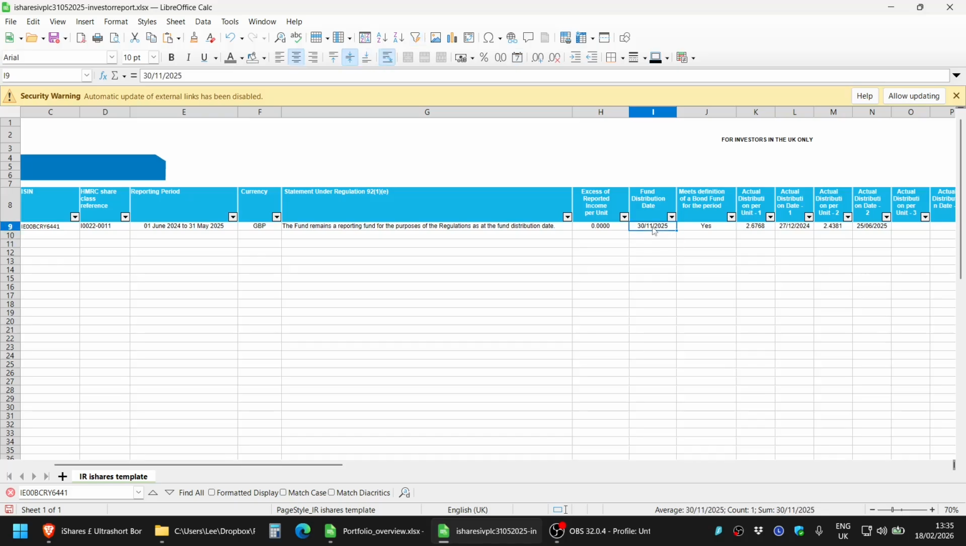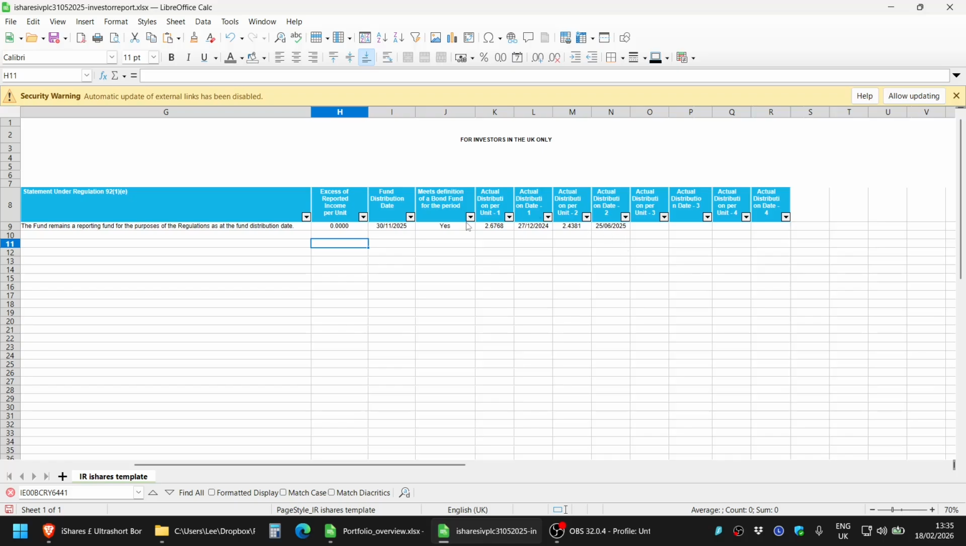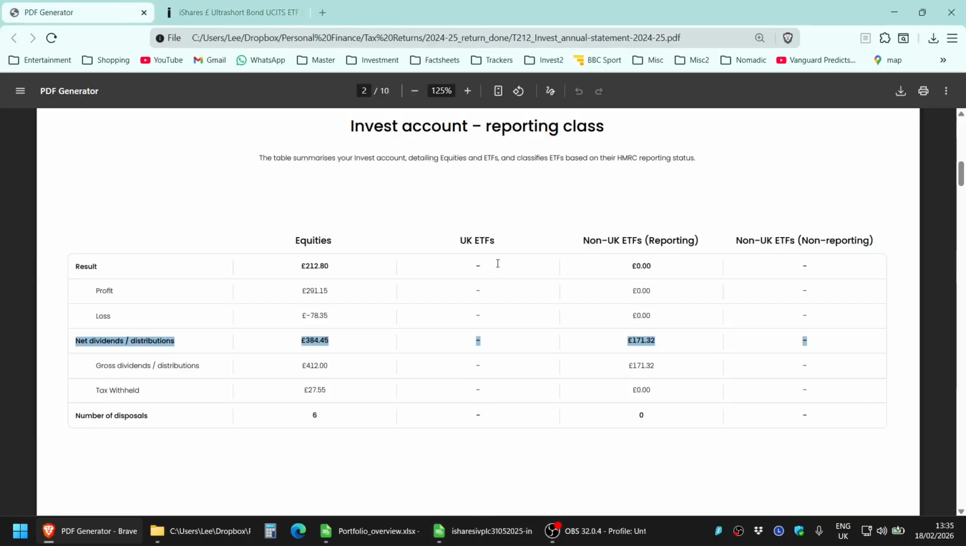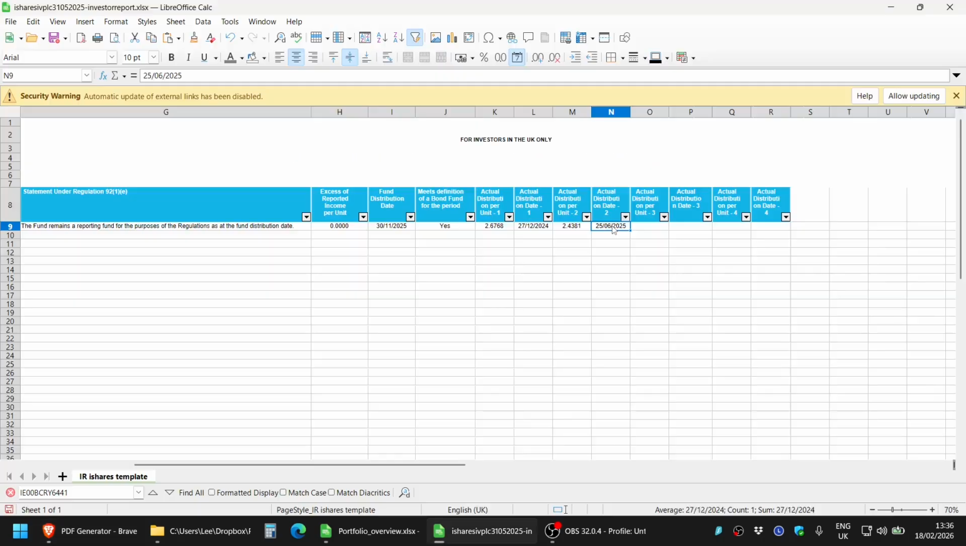But what I'm thinking here is, it's got a fund distribution date of the 30th of November 25. I'm looking at all the other dates. I don't think there's anything a distribution per unit. So these are the actual distributions which I actually received. So these two numbers, they're accounted for in the statements that Trading 212's given me. Those two numbers is what generated the 171.